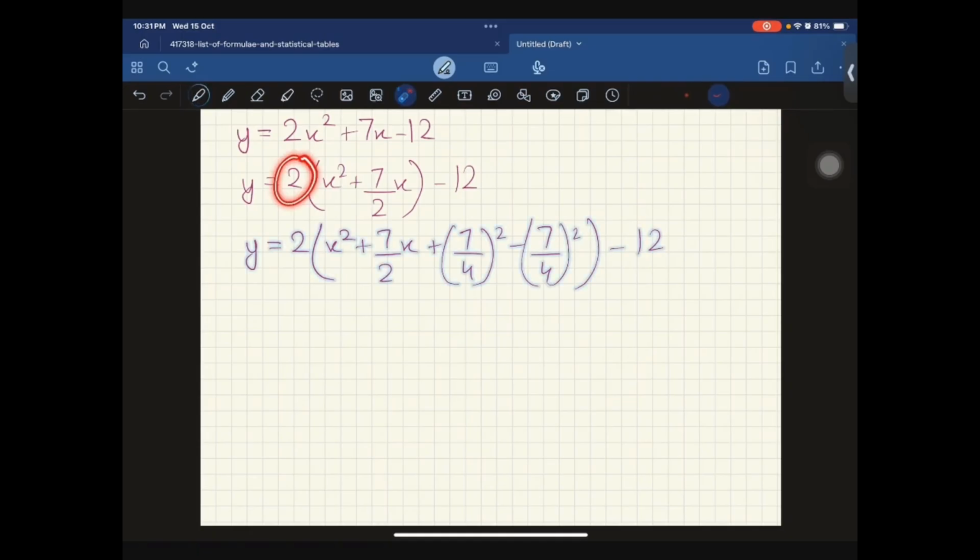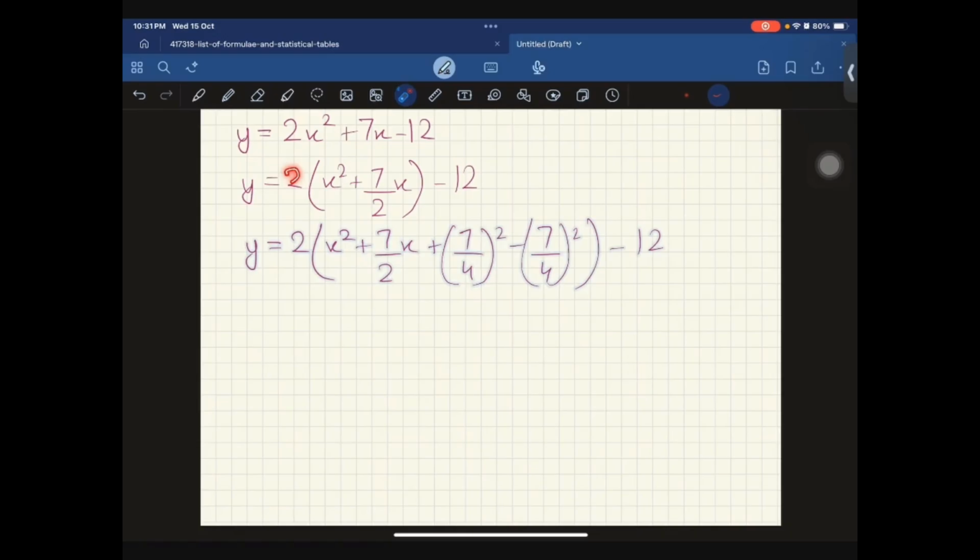This one? No, 7 upon 2. We shouldn't have taken 2 here to divide it. No, the one above. This? 2x. Yeah, this one. Over here, we just took 2 common from the first two terms.